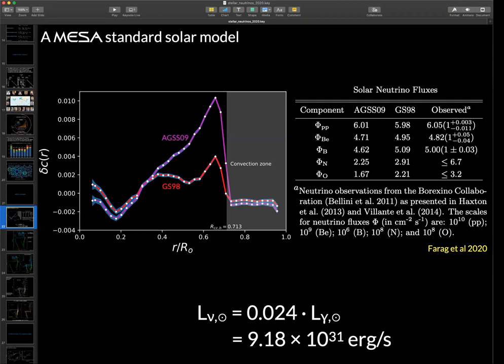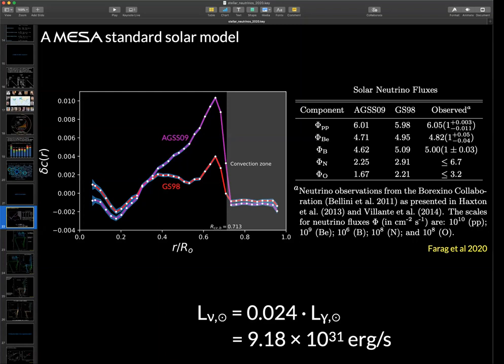So these numbers are not tuned. What you're tuning is, for example, the sound speed profile. So this is a natural result that comes out for taking a look at the sun. And this result was presented in Farag et al. It's out on astro-ph. It's in production in ApJ, and it will be coming out probably within the next month as a formal article.